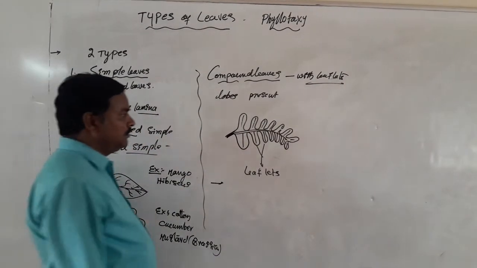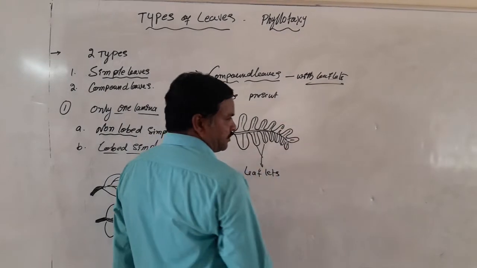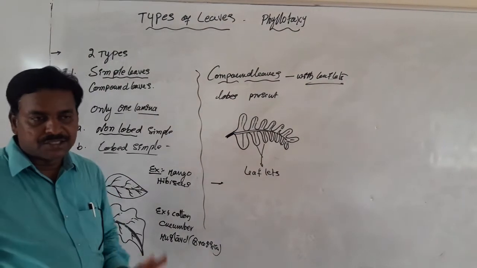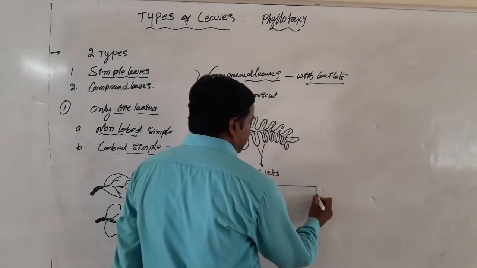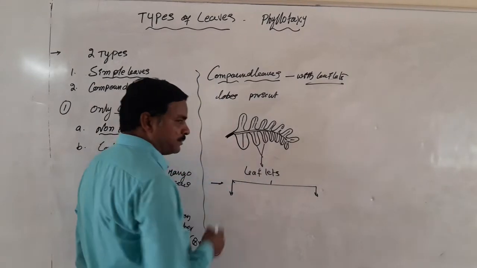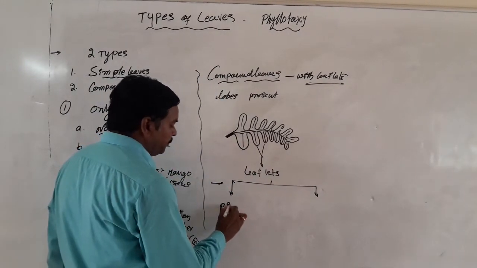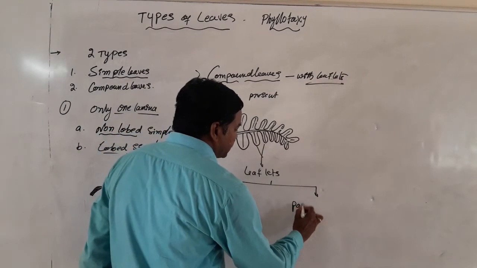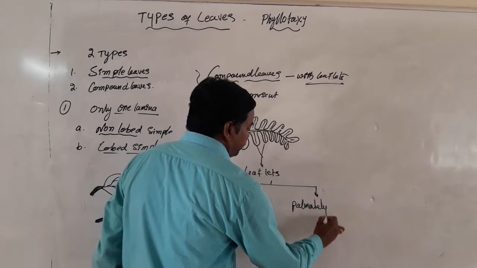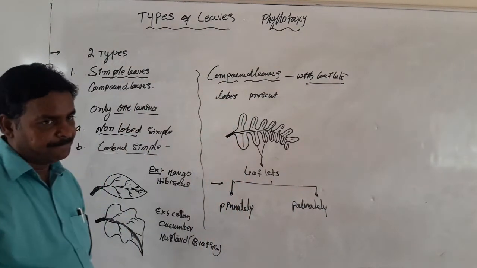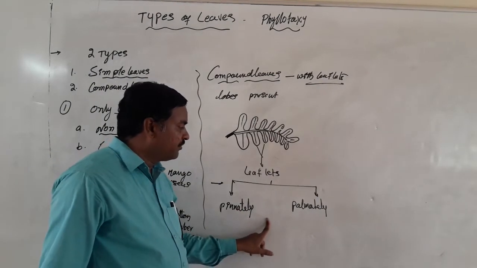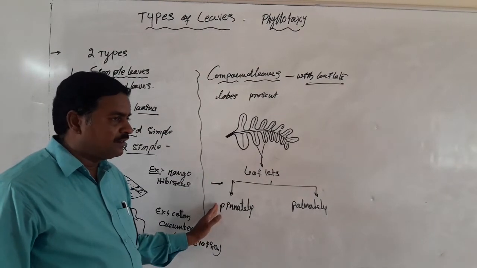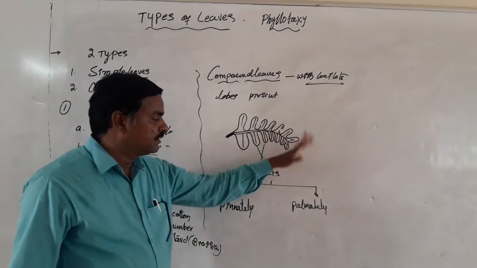So, based on the arrangement of leaflets, these compound leaves are divided into two types. One is pinnately compound leaf. The second one is palmately compound leaf. Pinnately, palmately. Both are compound leaves, but they are divided into two categories based on the arrangement of leaflets in the leaf.